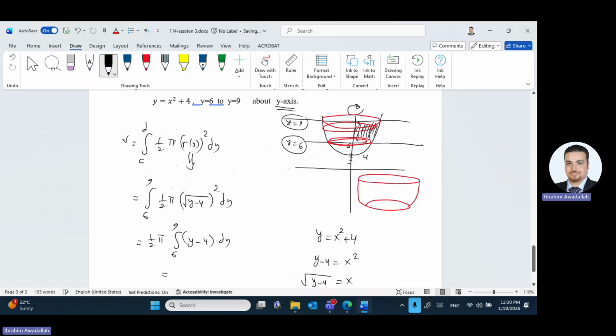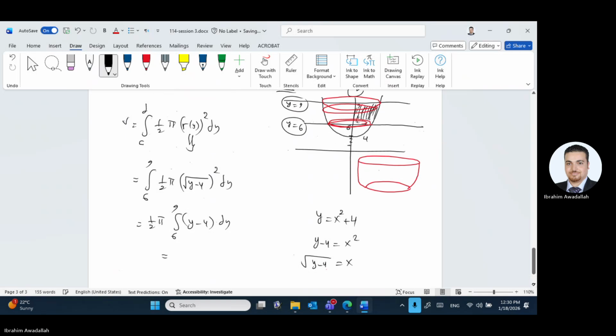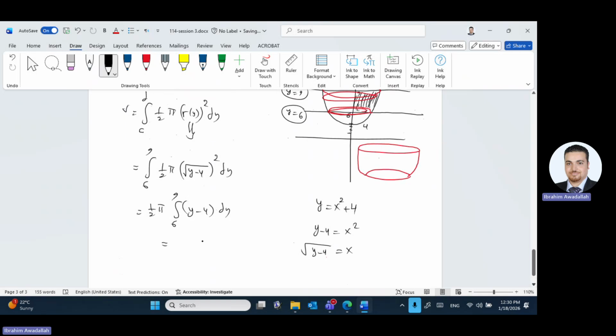From 6 to 9, dy. So the integration will be 21 over 2 pi. Please check after my answers. 16.493.